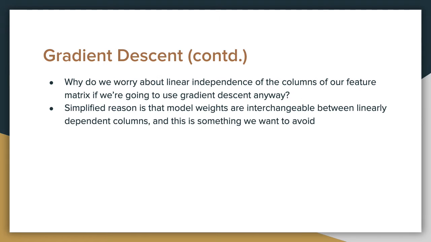And circling back, you might be wondering why I was talking so much about linearly dependent columns or linearly independent columns in the context of our feature matrix, if we're just going to be running gradient descent anyway. Sam already covered this in his slides, but the general idea is that if you have linearly dependent columns, then the model weights are somewhat interchangeable, but that's a problem for us because we want to associate a specific model weight with a specific feature or covariate. So we want to eliminate that even in the context of gradient descent.